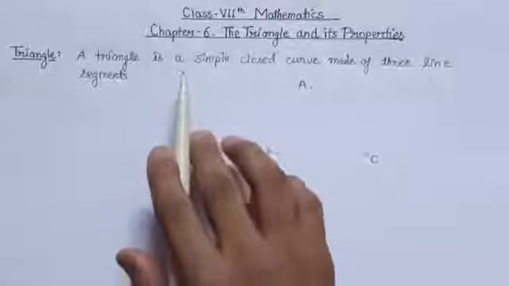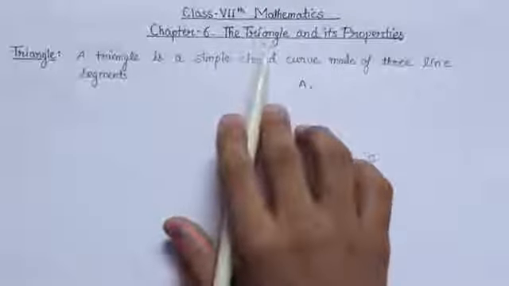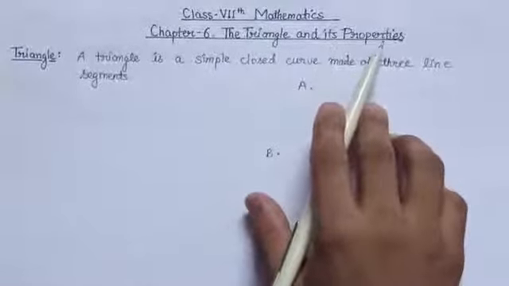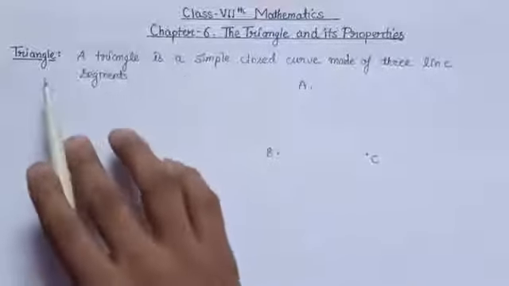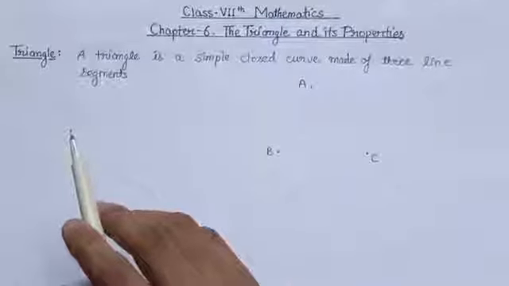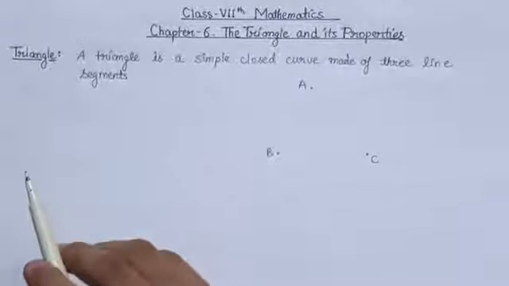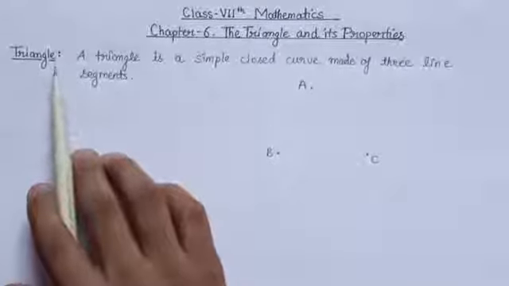Hello students, today we are going to start our next chapter, chapter 6, the triangle and its properties. In this part of the video, we will study what a triangle is, what the various types of triangle are, and what the median and altitude of a triangle are. So first let us see what a triangle is.